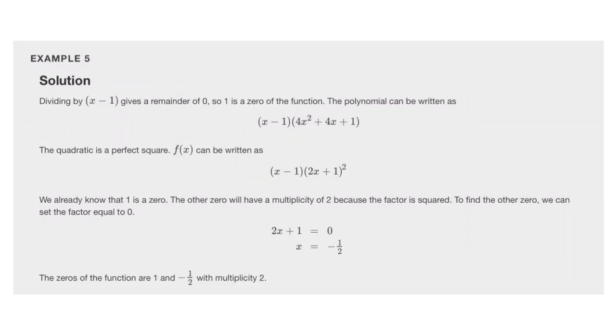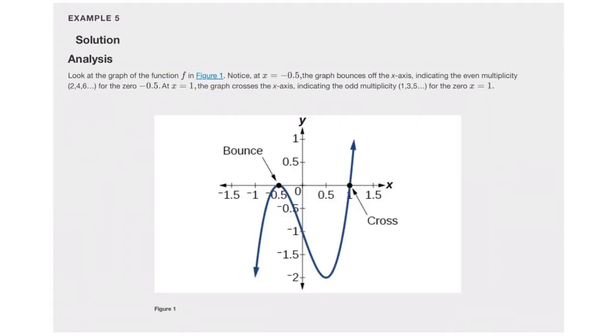Okay. So dividing by x minus 1 gives a remainder of 0. So 1 is a 0. The quadratic is a perfect square. It can be written in this form. So then the zeros of the function are 1 and negative 1/2. And the negative 1/2 has a multiplicity of 2. And that comes from the power, because we had that 2x plus 1 squared. That's why the negative 1/2 has a multiplicity of 2.